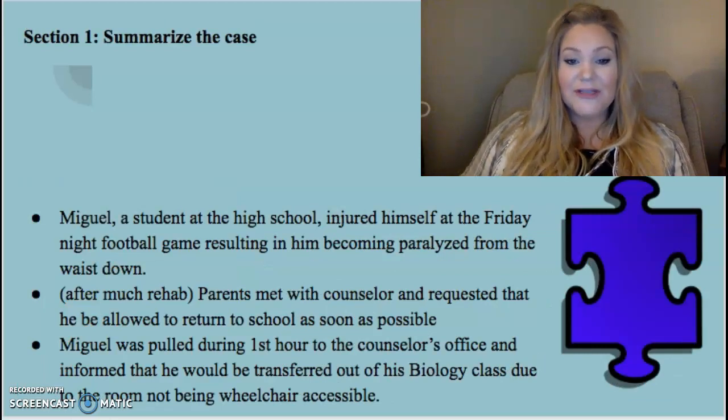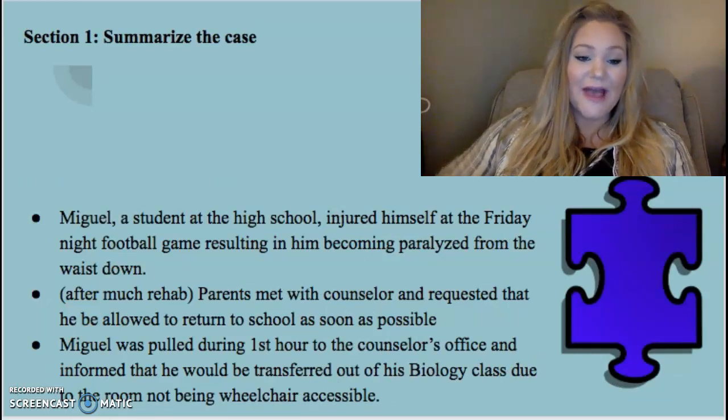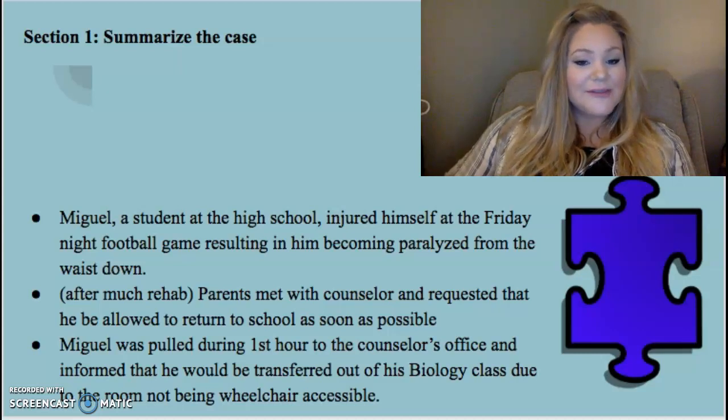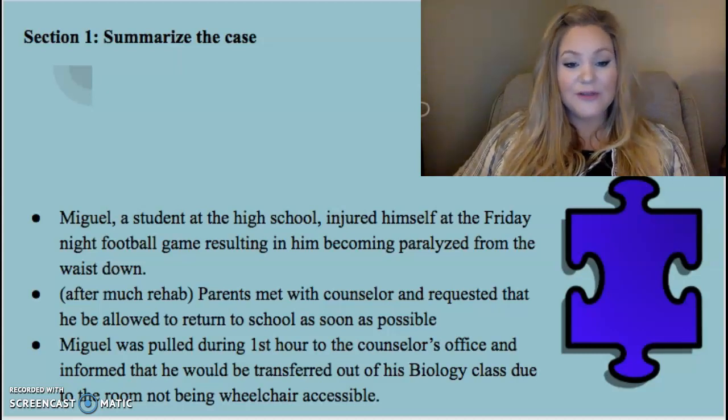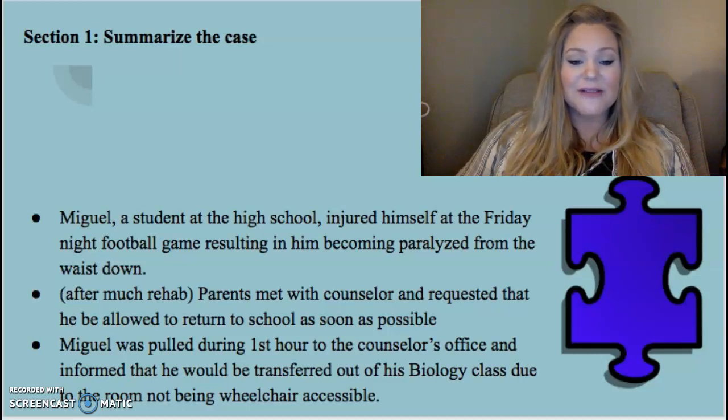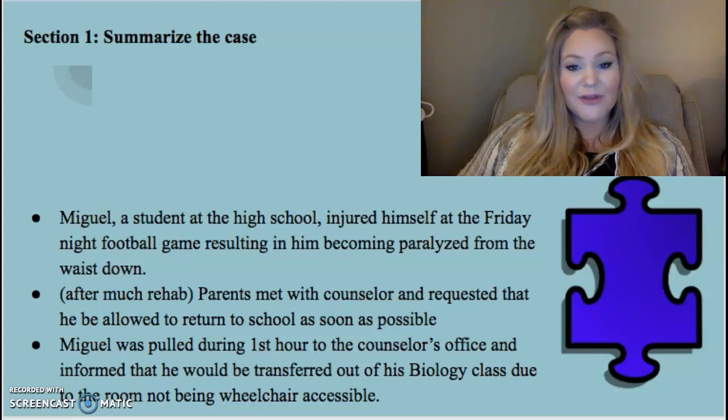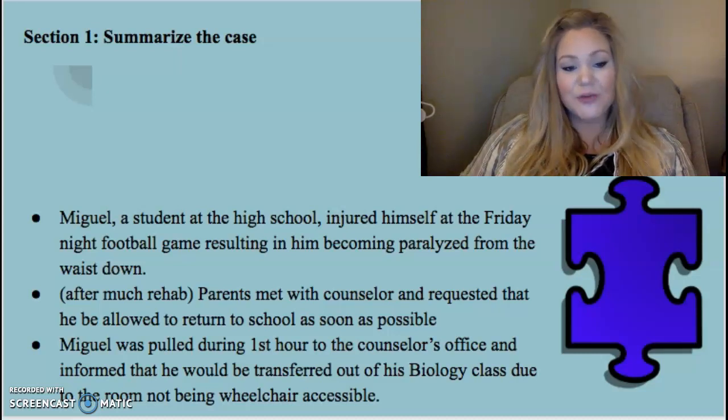Okay, so there's a student at this high school. His name is Miguel. He injured himself at a Friday night football game, resulting in him becoming paralyzed from the waist down. After rehab, being out of school for several weeks and months, the parents met with the counselor and requested that he be allowed to return to school as soon as possible. They just wanted to get him back on schedule.